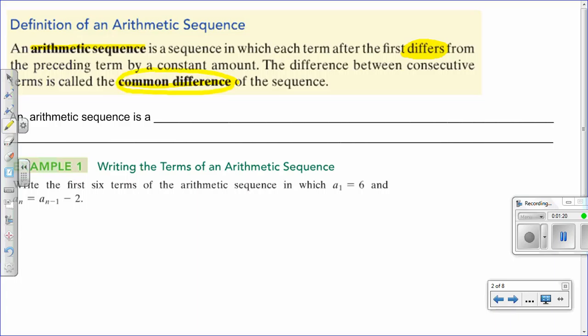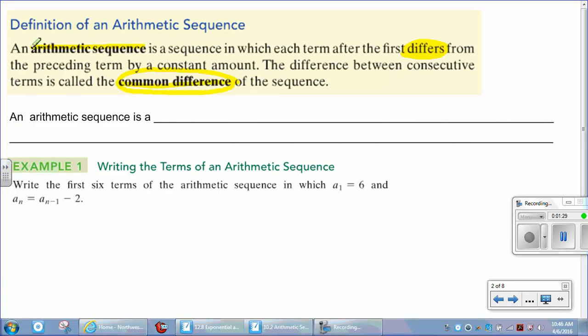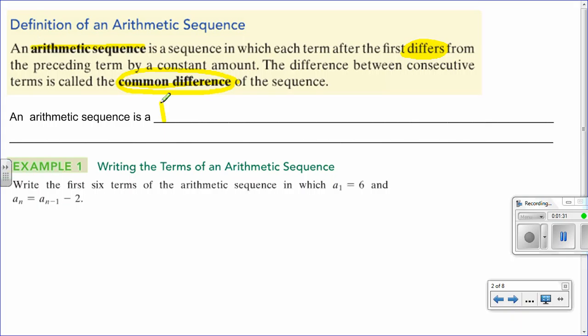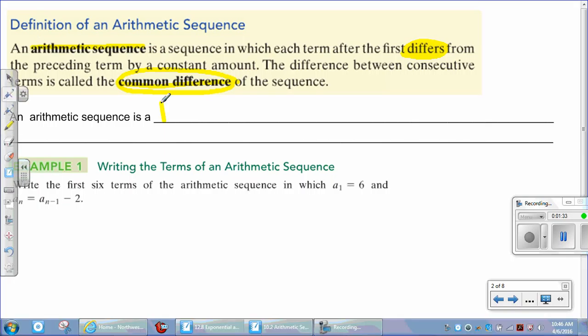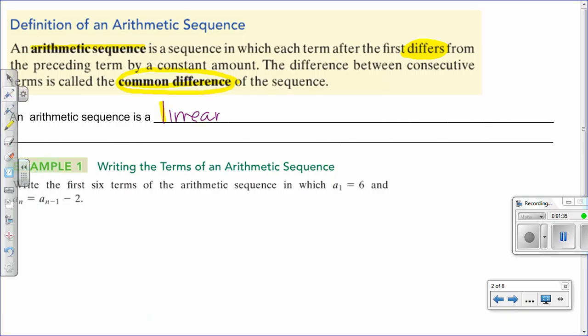Okay. Yes? For the definition? Is that the definition though? Well, that will be the formal definition, and then another one in simpler terms, let's write it down. So that will be a linear function.